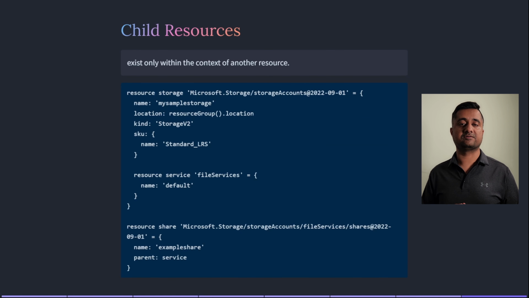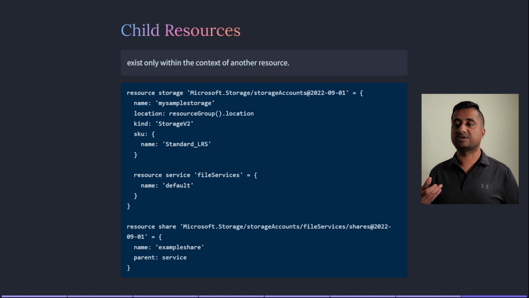Child resources are only available in a specific context. So in this case, storage is there, and I'm just having child resources as file services. The child resources can be defined within the parent resource, or it can be defined externally to the resource and then pointed to that.